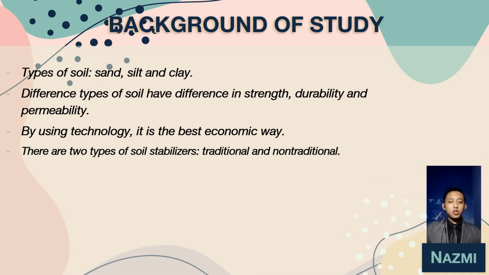For the background of study, there are three types of soil, which are sand, silt, and clay. There are different types of soil that differ in strength, durability, and permeability. Using technology is the best economic way to improve the strength, durability, and permeability of the soil. There are two types of soil stabilizer, traditional and non-traditional. For example, the traditional ones are cement, lime, and fly ash, while the non-traditional ones are enzymes, liquid polymers, and resin.